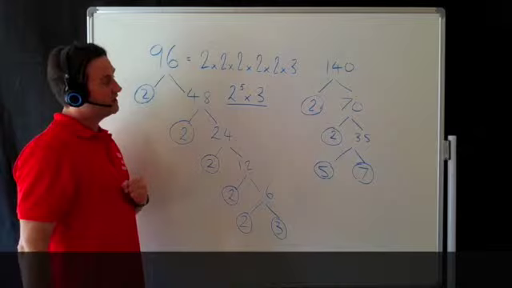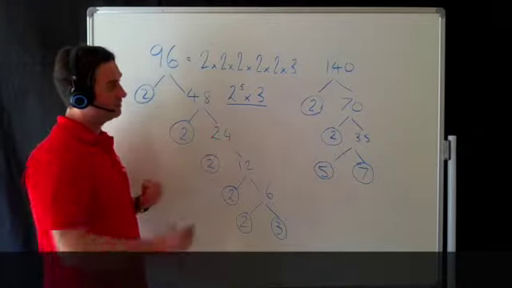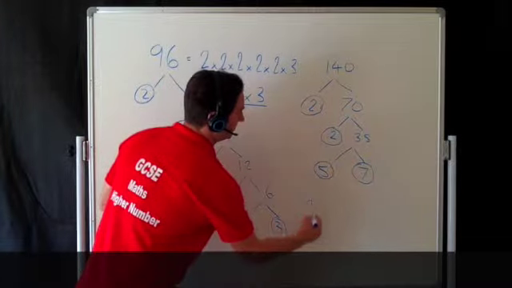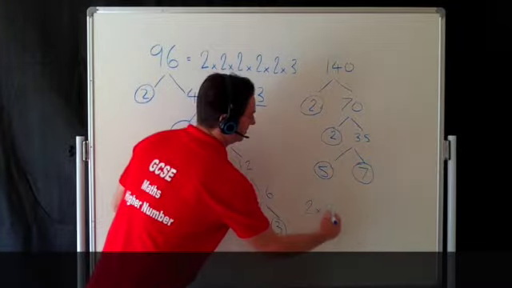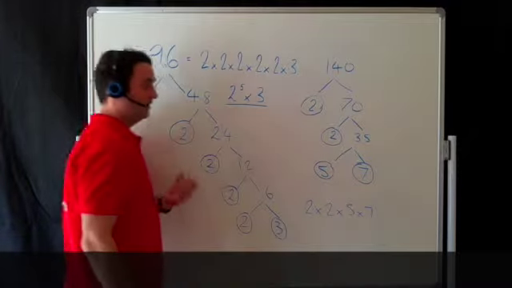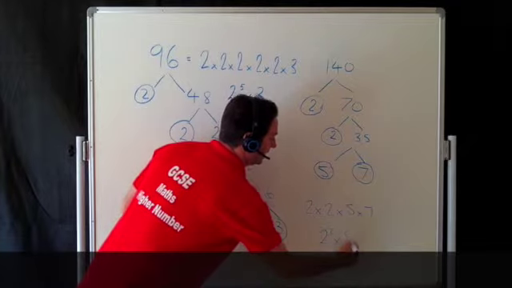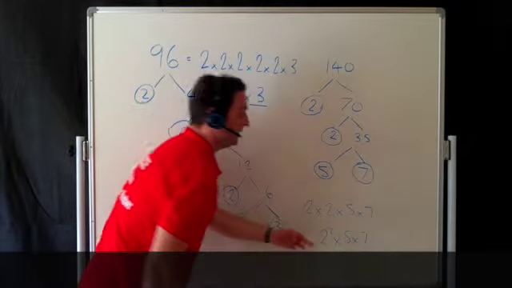And then to express it as a product of its prime factors, we can times these together like we did, because product means multiply, or write it as a power.